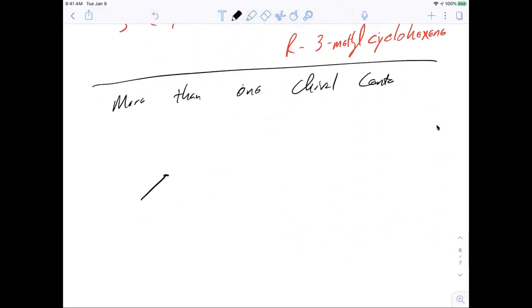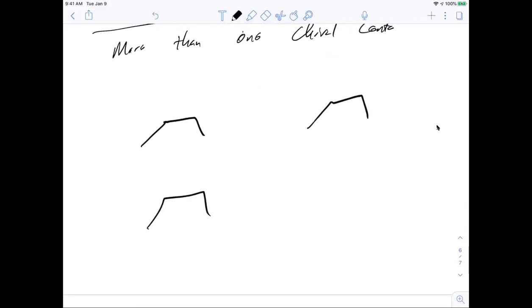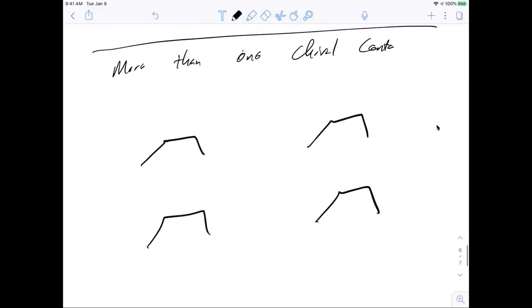Next one to look at is what happens if we have 2 chiral centers. So let's look at bromine.